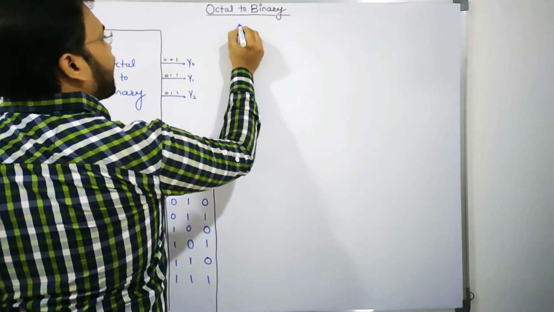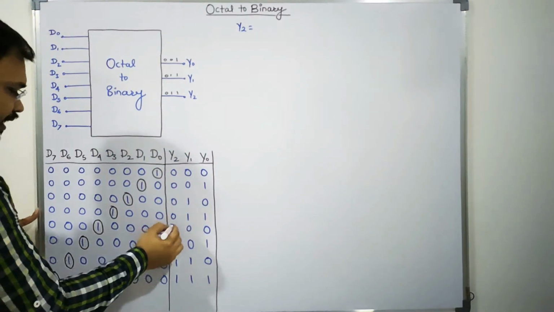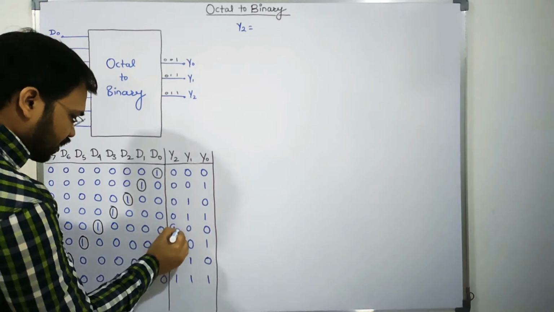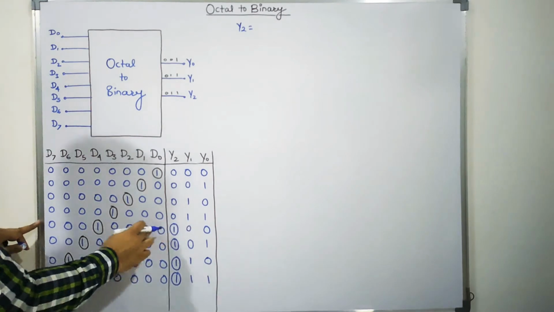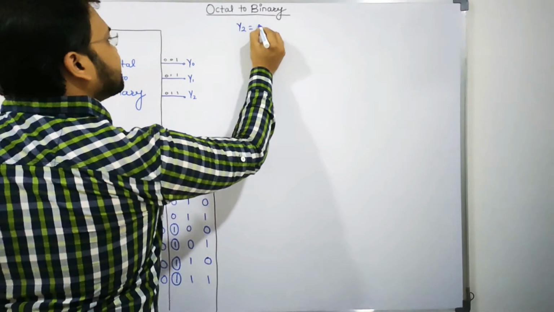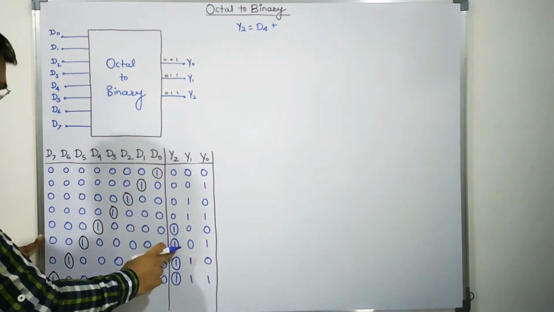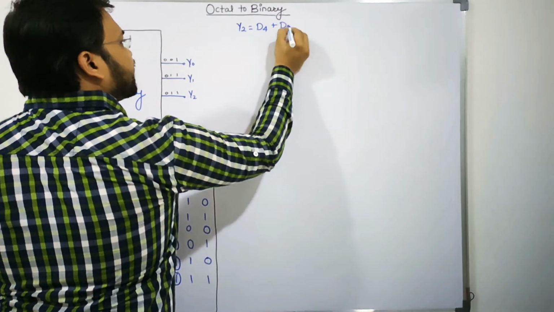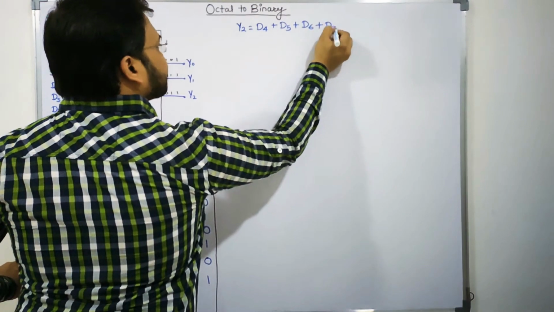So first, Y2. Now here the 1 is for here, here, here and here. Now the 1 is for your D4. So here the D4, basically this is what your D4 plus, now here the OR operation is going to be performed: D4, D5, D6 and D5 plus D6 plus D7.